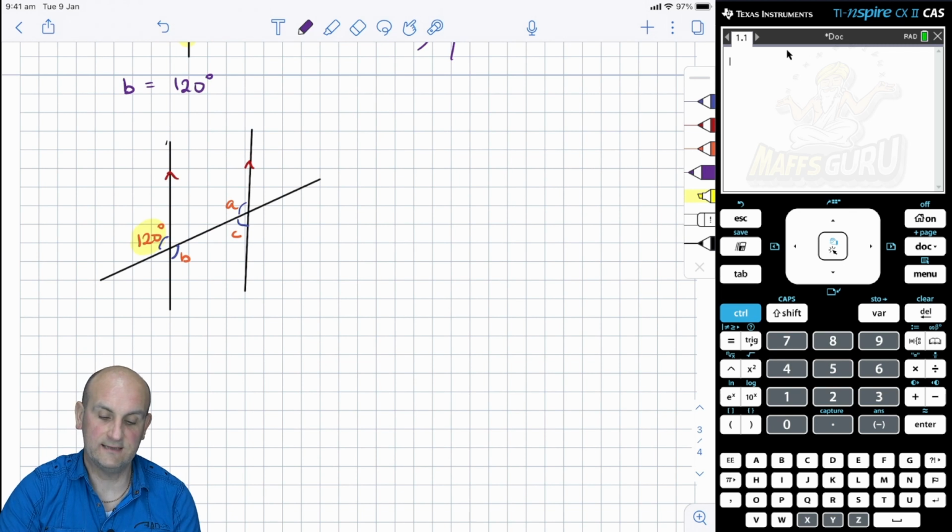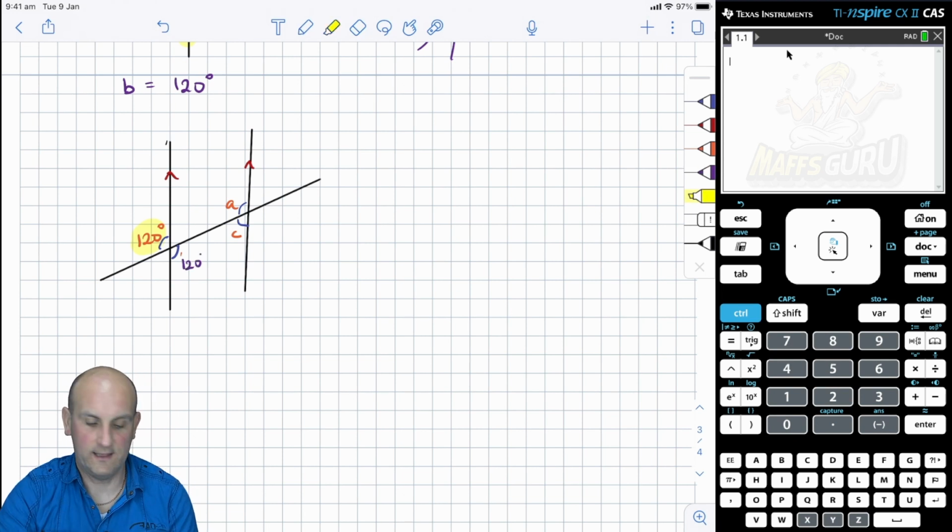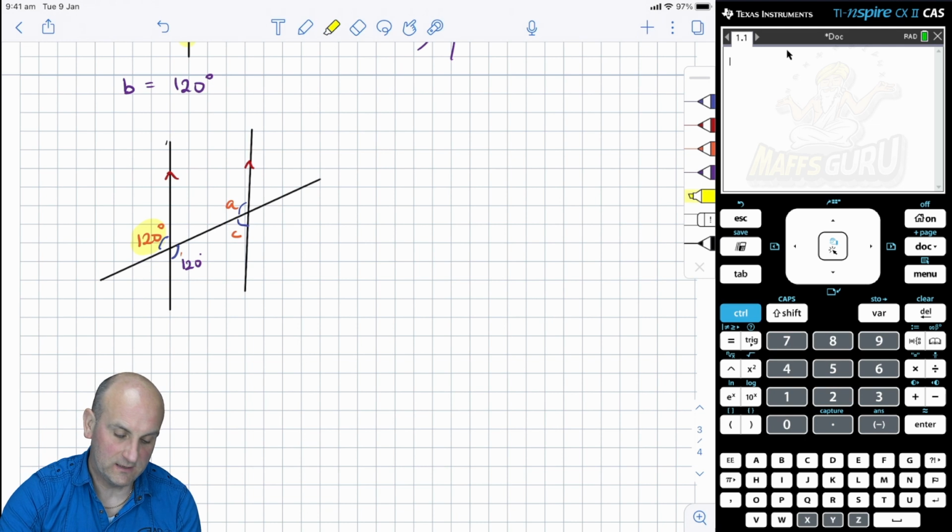Now let's have a look at finding angle, what do you reckon? Actually, I'm going to find C next. So I'm going to rub out this B, because sometimes it makes life easier if I write in the angles, 120 degrees. Why would I find angle C? Because I happen to know that I've got a U rule here.